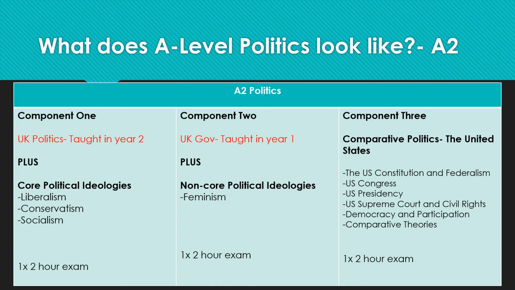In component 3, we do something called comparative politics, and we look at the United States. So we look at United States politics and governments. We look at these topics listed here. So US Constitution, federalism, Congress, presidency, Supreme Court and civil rights, democracy and participation again. And then we use these sort of ideas of political comparative theories to compare the United States with the systems of governance in the United Kingdom. And we look at their similarities and differences.